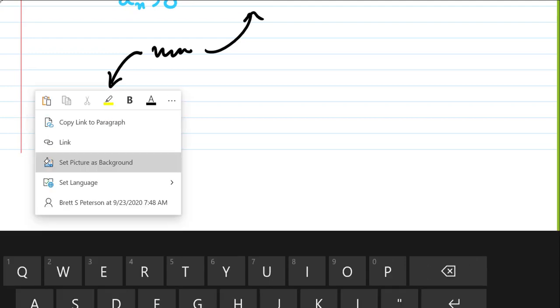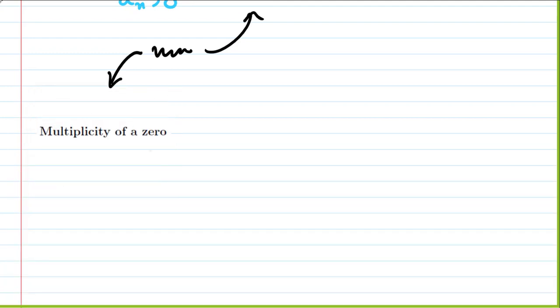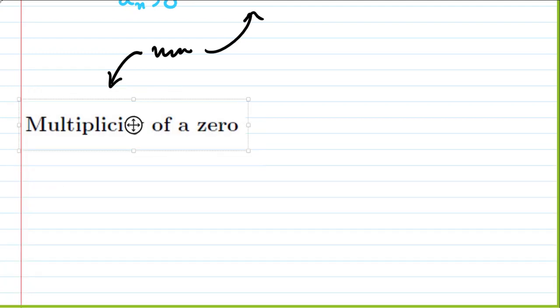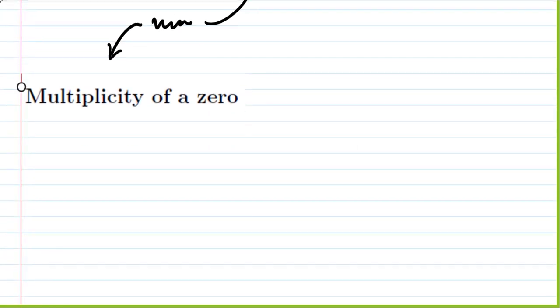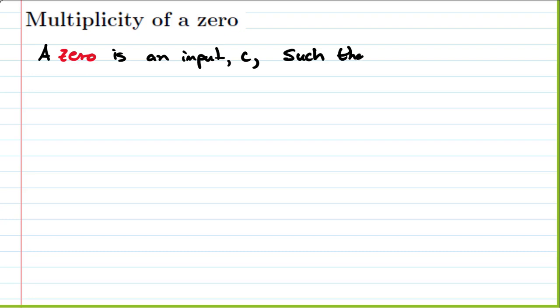All right, the next thing we want to talk about is the multiplicity of a 0. So we need a definition. So let's remind ourselves first, what is a 0? A 0 is an input c such that the output f of c is equal to 0.